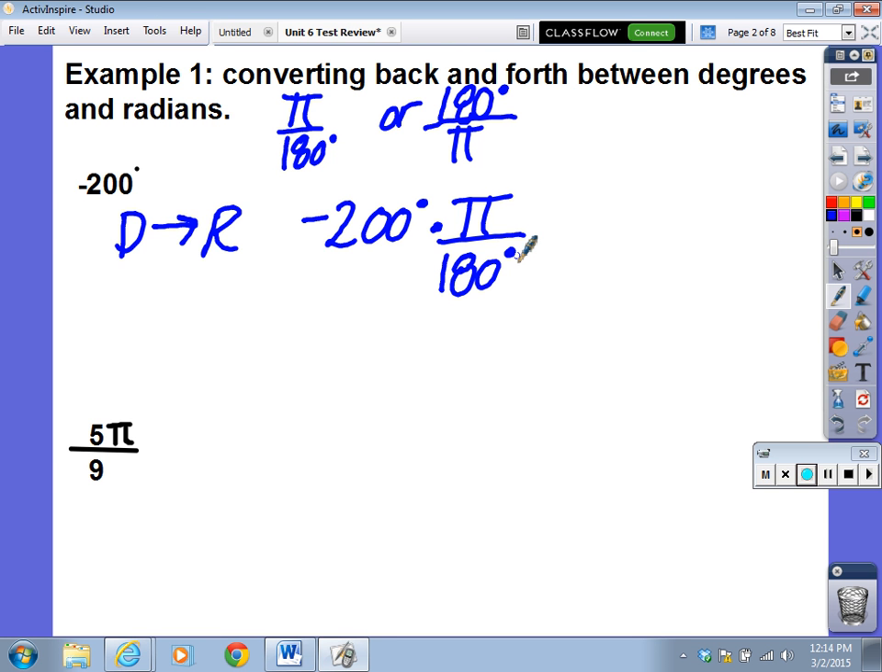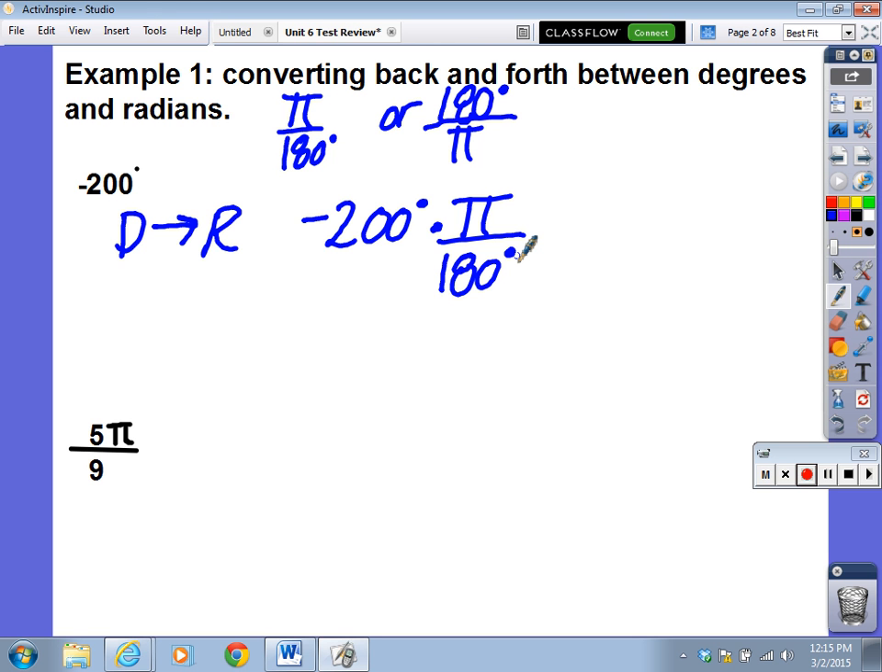Now this is where your calculator comes in handy. You're going to pull out your graphing calculator and type in negative 200 divided by 180. Hit enter and then change it back into a fraction. Your graphing calculator will simplify it for you. Make sure you don't type in the pi part, because we're going to leave the pi.